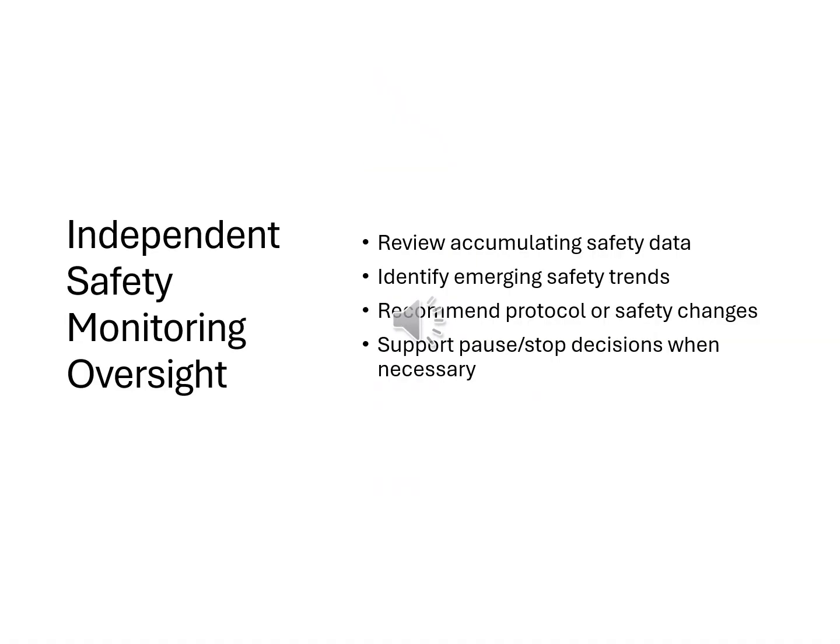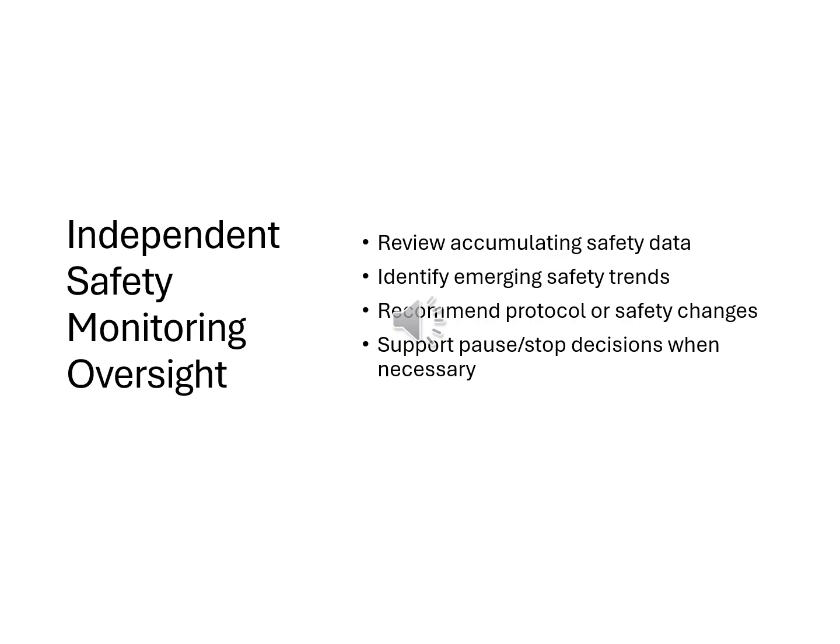Independent safety monitoring groups provide oversight focused on safety trends that may not be visible in a single site. These groups review safety data over time. They may identify patterns that suggest increased risk in certain populations or risks that emerge with longer exposure. Independent safety monitoring groups can recommend changes to the study, such as additional monitoring, protocol modifications, and in some cases, pausing or stopping the trial.